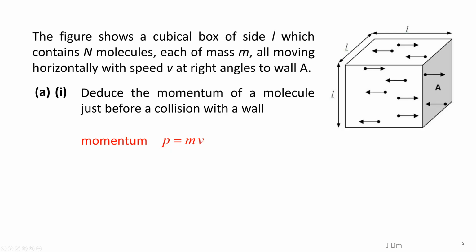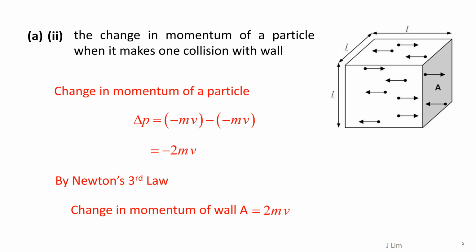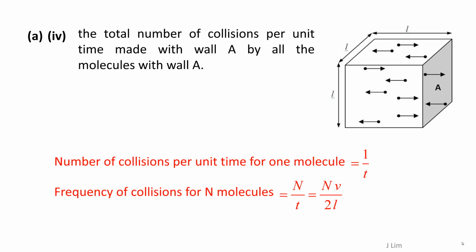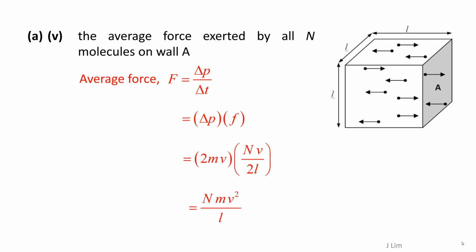The momentum is given by mass times velocity. The change in momentum will be 2mv. The time taken will be distance divided by speed, that will be 2L over v. The number of collisions per unit time for one molecule is 1 over T, so the frequency of collisions for n molecules will be nv divided by 2L.